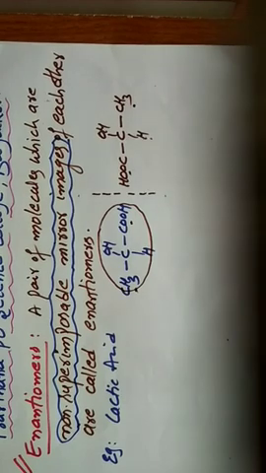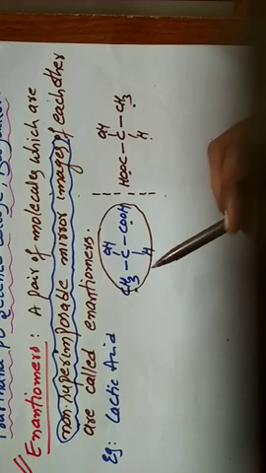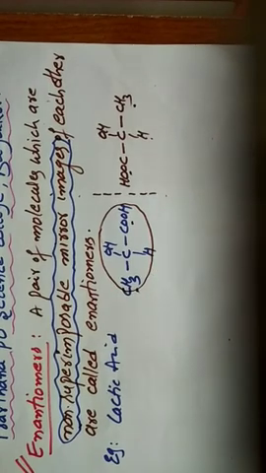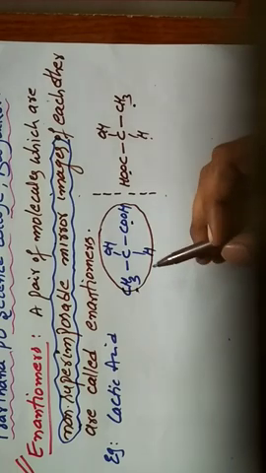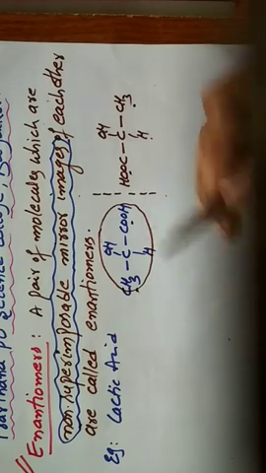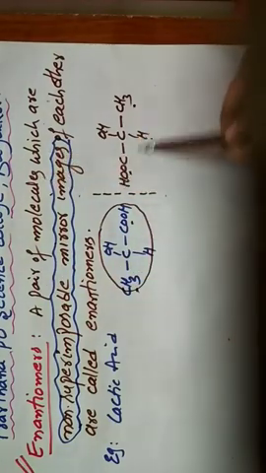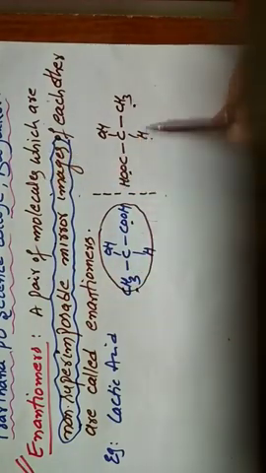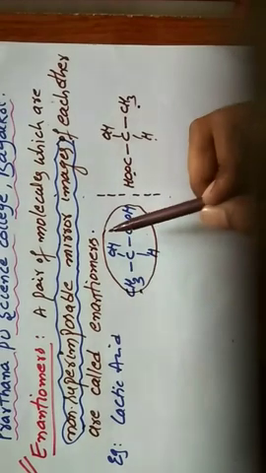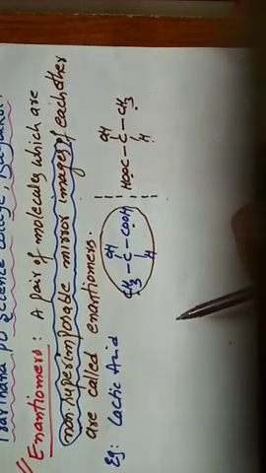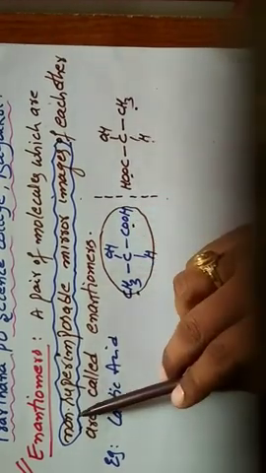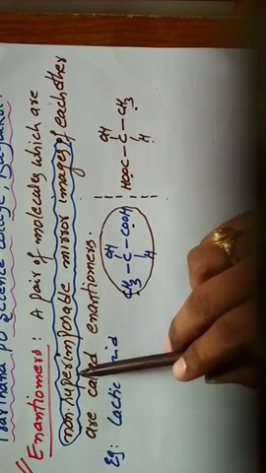Okay. So in this case, if this molecule belongs to enantiomers, how to prove it? According to the definition, a pair of molecules. This is one molecule, this is one molecule. A molecular pair. So these two molecules should follow non-superimposability.